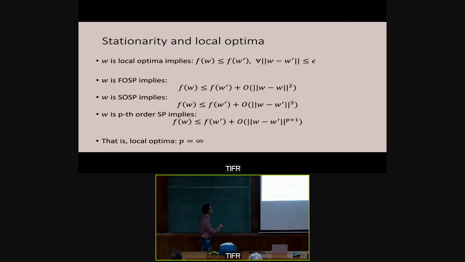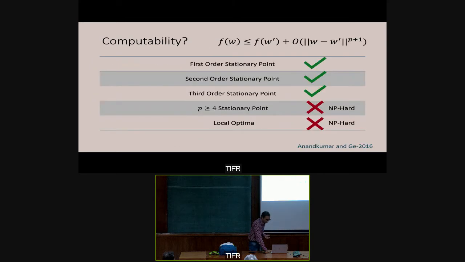That is, if you have a first order stationary point, then within a small ball around W, you can bound the function value by W minus W prime squared. There is a typo there. Similarly, if you have a second order stationary point, again in a small ball around W, you can bound the function value by this additional term, right? And that's why you can easily see that if you want to get a local optima, then you better go to infinite order stationarity. That is, if you have p equal to infinity, then you get precisely the local optimality condition, right?